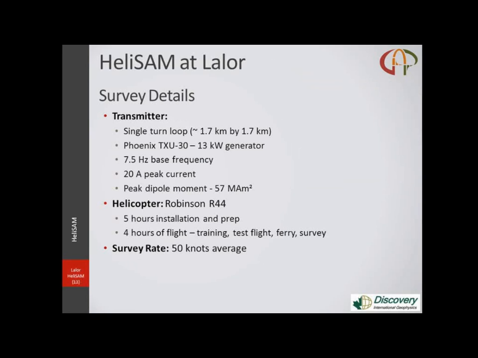So, more specific survey details of the test survey. We used a pre-existing single transmit loop, about 1.7 by 1.7. As I mentioned, the TXU-30. It was a 13 kilowatt generator, so we didn't use all of the capacity of the transmitter. We operated the survey at a 7.5 hertz base frequency and achieved a 20 amp peak current in the transmit loop, which produced a peak dipole moment of 57 million amp meters squared.